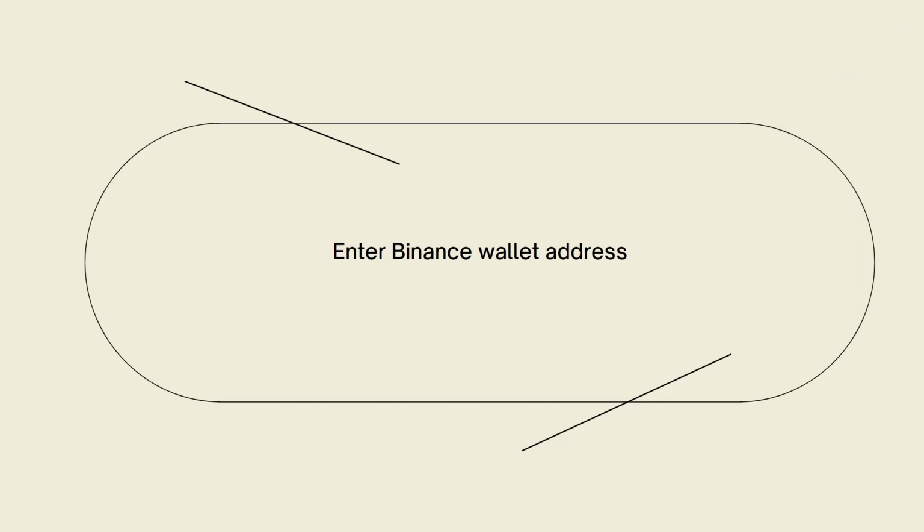Now enter the amount. Specify the amount of USDT you want to send from MetaMask to Binance. Take note of any minimum or maximum withdrawal limits imposed by MetaMask or Binance. Confirm the transaction details. Review the transaction details, including the recipient address and the amount of USDT being sent. Ensure all information is correct before proceeding.